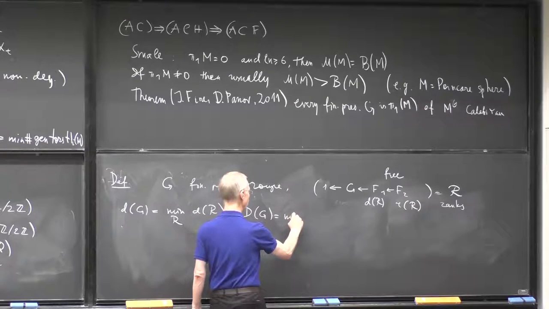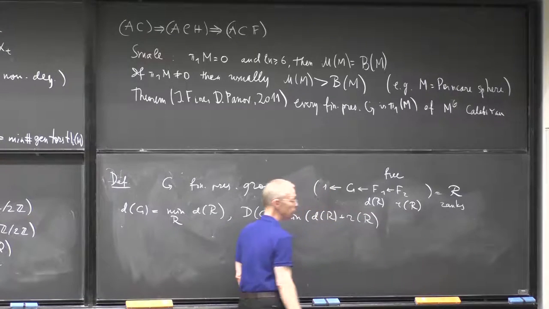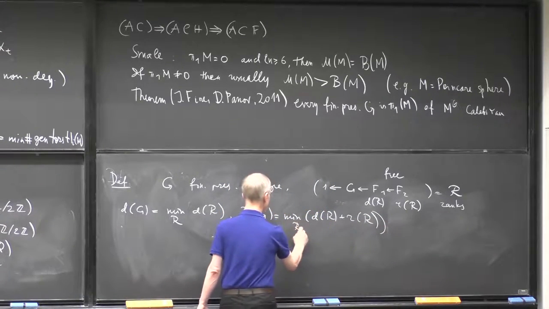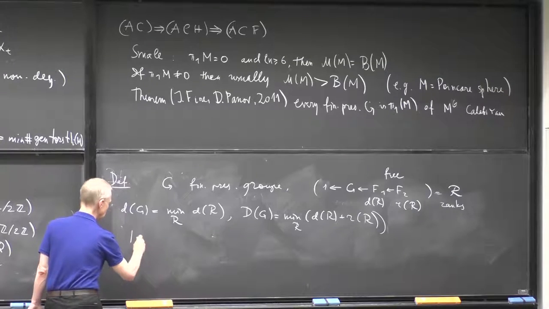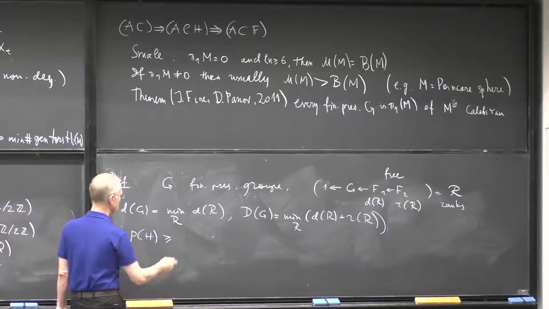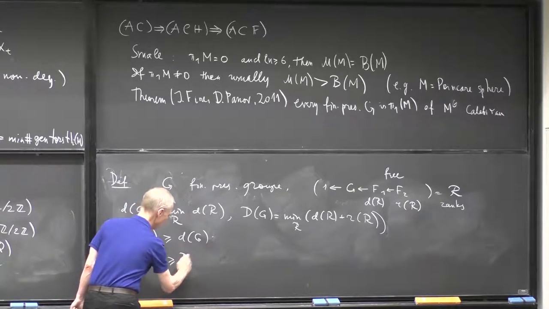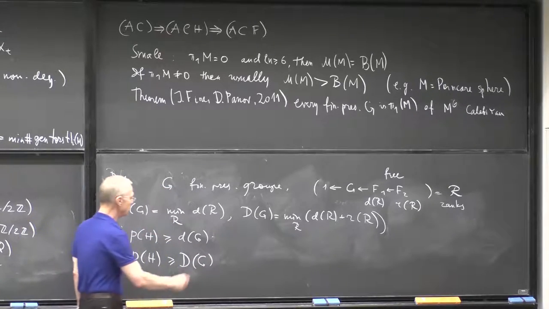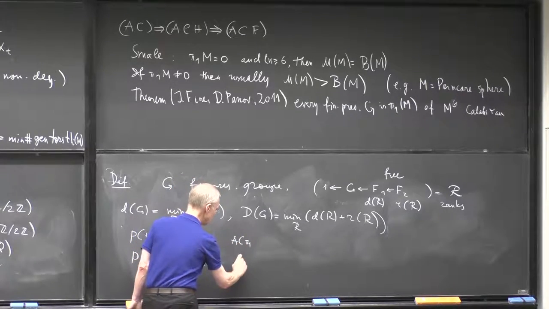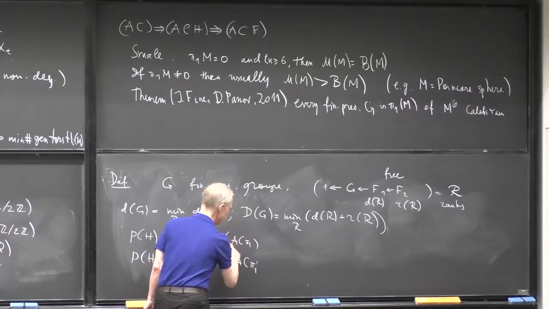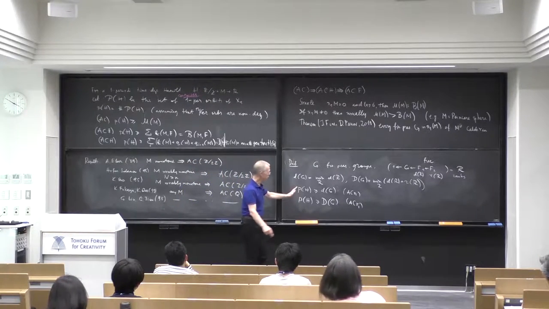The bigger thing, generators plus relators, and we can ask whether P small of H is more than d of G, and P of H, the second, more difficult story, whether it is more than D of G. I will refer to these queries as Arnold conjecture pi 1 and Arnold conjecture pi 1 prime. Even these simple things are not known today.